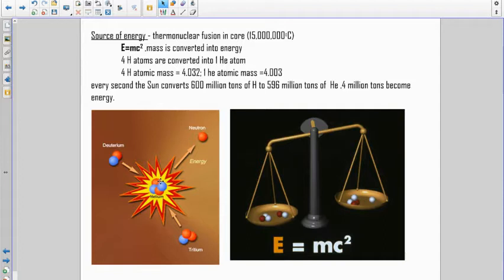This is just a diagram showing you that deuterium, which is an isotope of hydrogen, and tritium, which is an isotope of hydrogen, when they fuse together, they form helium and a neutron. The pieces that make up the deuterium and the tritium isotope weigh more than the helium isotope and its neutron over here, and so the loss of mass becomes energy again according to E equals mc squared.